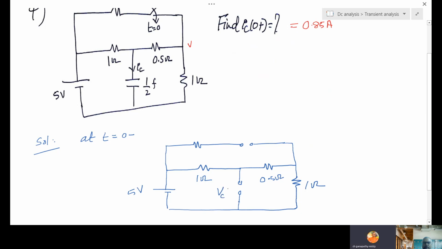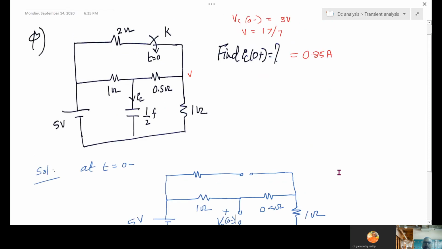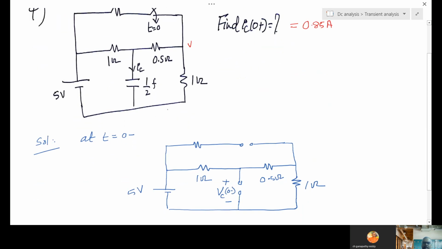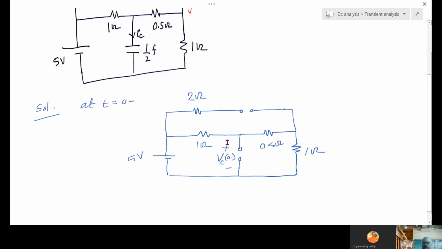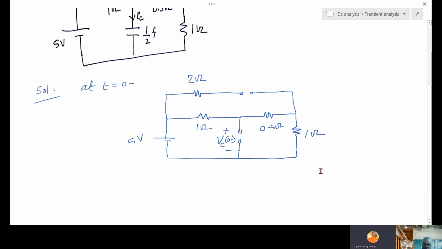So always capacitor voltage which is 0 minus, like no inductor in this. So looking at this circuit, we have to answer VC 0 minus. This loop is anyway open.